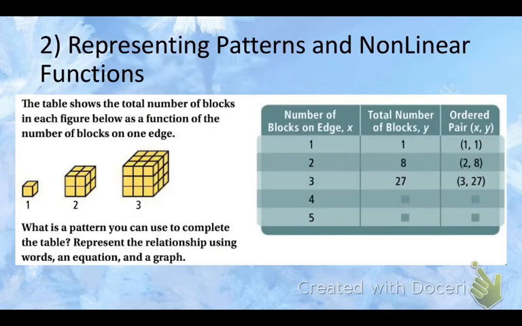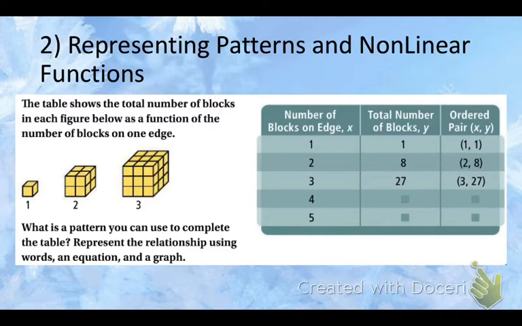So take a look here at this next one. We are again looking at nonlinear functions, looking for the patterns in them. And as I look at this, I am trying to figure out what the function, what the equation and the graph might be. So as I look at the values here, the number of blocks on an edge, the total number of blocks, and then writing those two values as an ordered pair, I'm looking for a relationship. So is it +1? Is it times 1, times 2, times 3? Is it somehow an exponent?